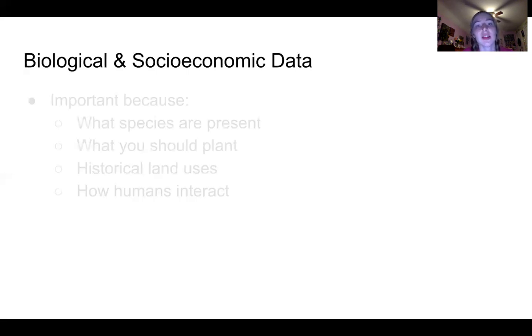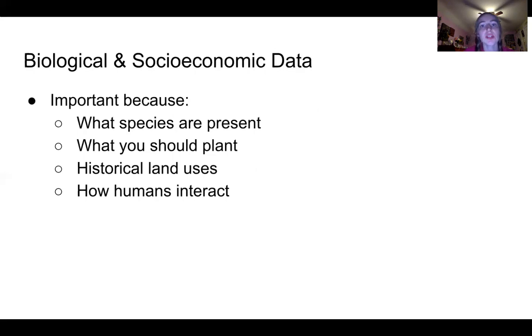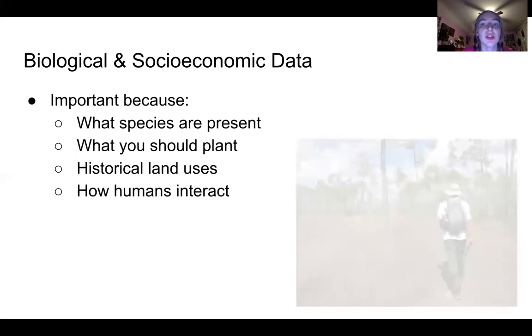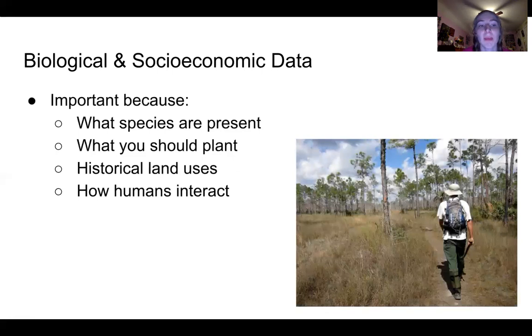Biological and socioeconomic data are also important to your restoration because they tell you what species are present, what you should plant when you're looking at what plant communities to put in. They can tell you the historical land use of the area and what the current land use is of the area and how humans interact presently and in the past.